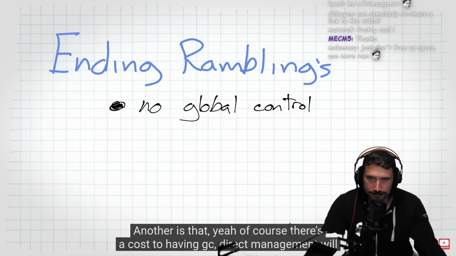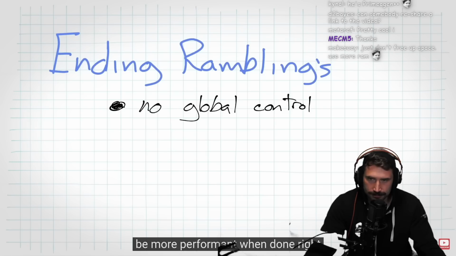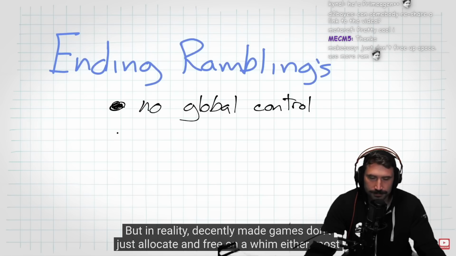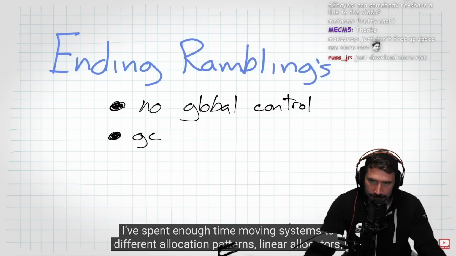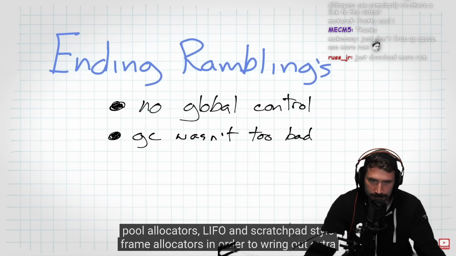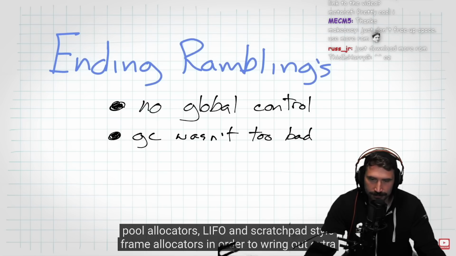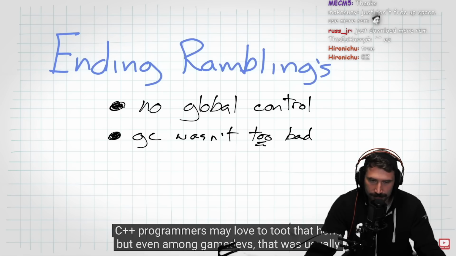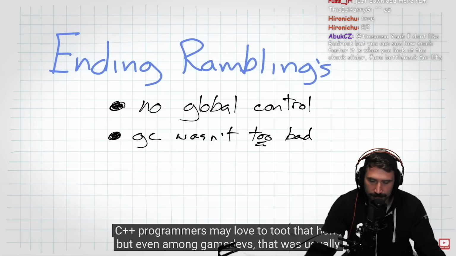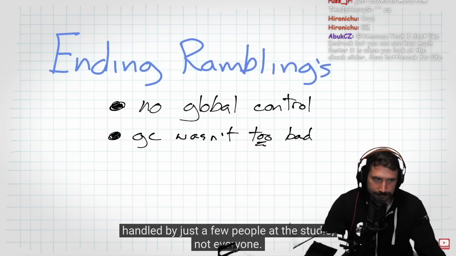Another thing is that, yeah, of course there's a cost to having GC. Direct management will be more performant when done right. But in reality, decently made games don't just allocate and free on a whim either. Most do it in a very controlled way. I've spent enough time moving systems to different allocation patterns, linear allocators, pool allocators, LIFO and scratchpad style frame allocators in order to wring out extra performance. C++ programmers may love to toot that horn, but even among game devs, that was usually handled by just a few people at the studio, not everyone.